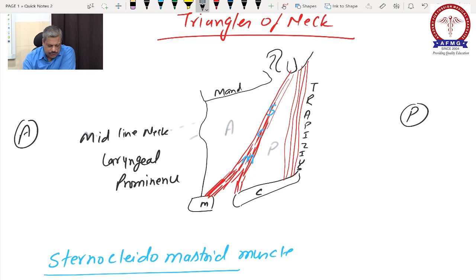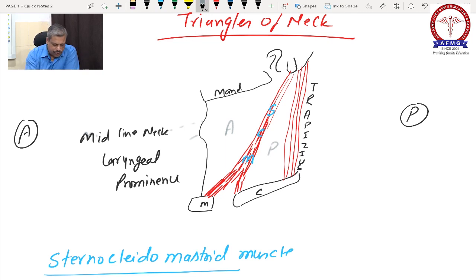Now see what are the boundaries of the anterior triangle of neck. It is bounded anteriorly by the midline of neck. Superiorly, the base is formed by the base of mandible. Posteriorly it is formed by the sternocleidomastoid. The posterior triangle of the neck is bounded anteriorly by sternocleidomastoid muscle, posteriorly by trapezius muscle, and the base or inferiorly it is formed by the clavicle bone. Clear? So these are the two triangles in the neck, which are further divided into smaller parts.